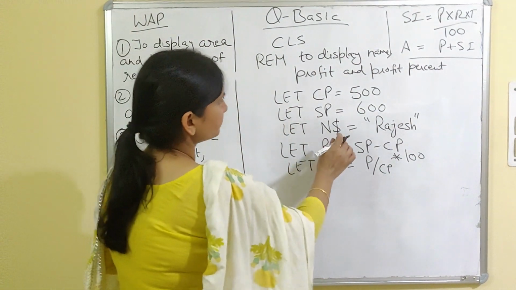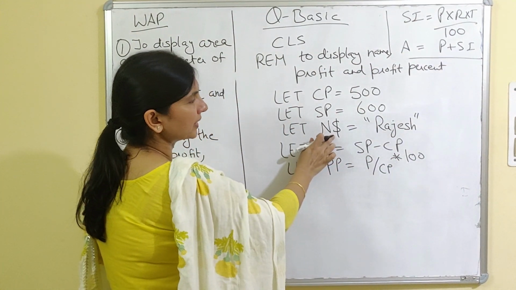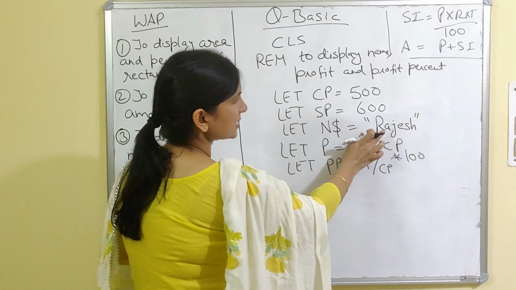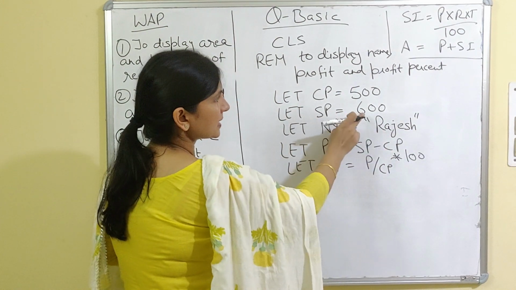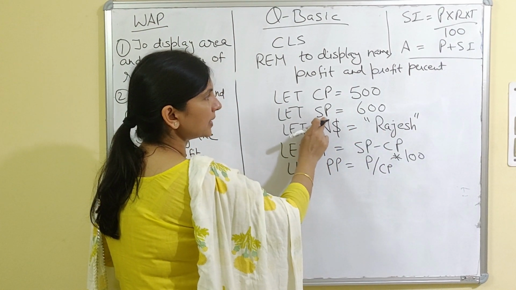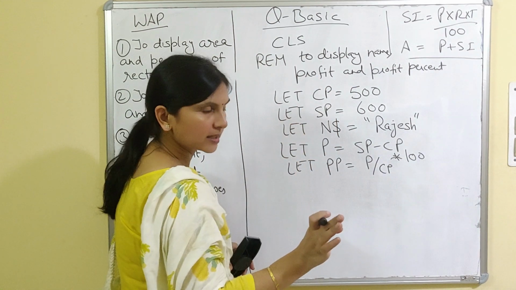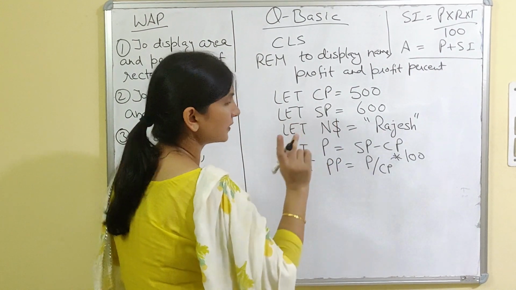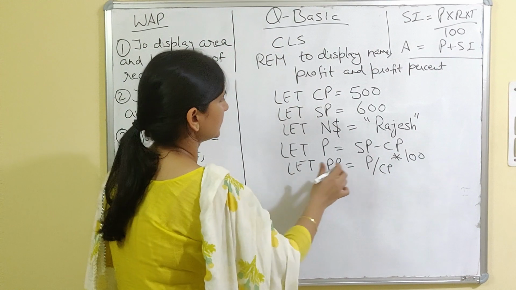Fine. I hope you know why we have given this as an alphanumeric variable, because this is a string and this is a number, a numeric variable. That's why no dollar sign. Only in an alphanumeric variable we give the dollar sign.